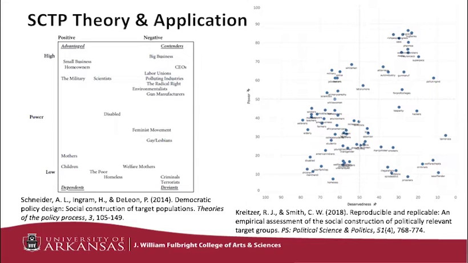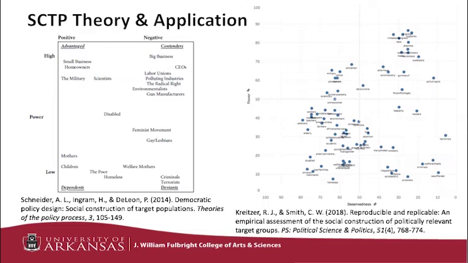Examples of this group, in theory, include small business owners, homeowners, the military, and scientists. When ranked, it included military, police, and job creators. These groups are the ones that tend to be perceived with respect and receive benefits from public policy that allow them to have greater control over their destiny, as well as less scrutiny.